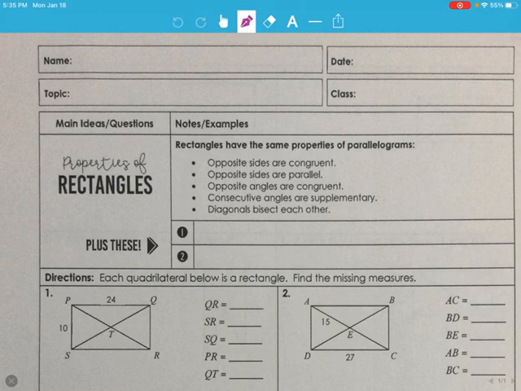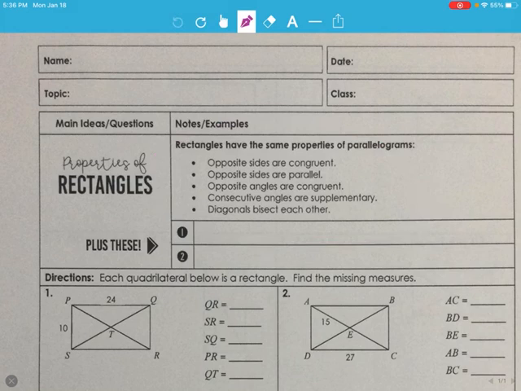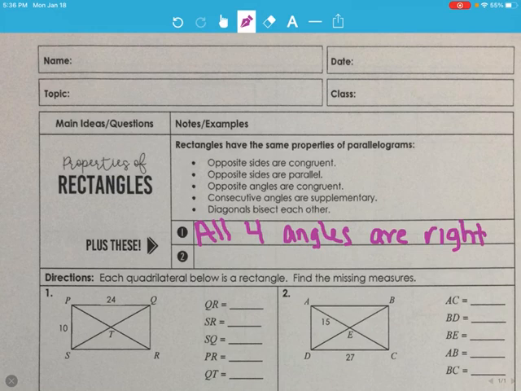Next shape we're talking about, guys, are rectangles. Rectangles are awesome because they have all the properties we've already talked about, but they also have two more. When it says all the opposite angles are congruent, the reason why they're congruent is because all four angles are right angles. And I really hope you remember that a right angle is 90 degrees.